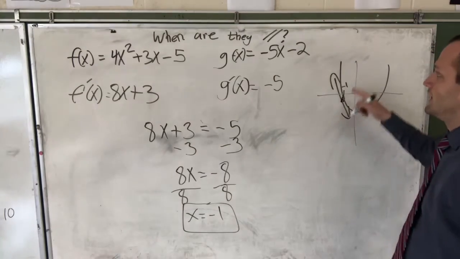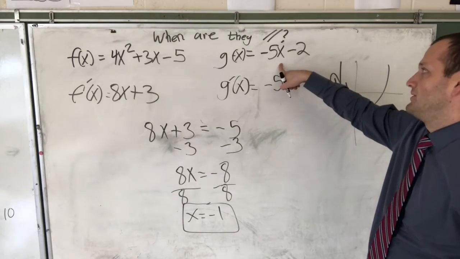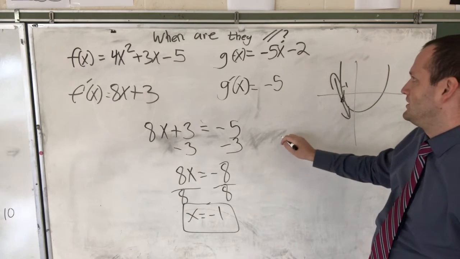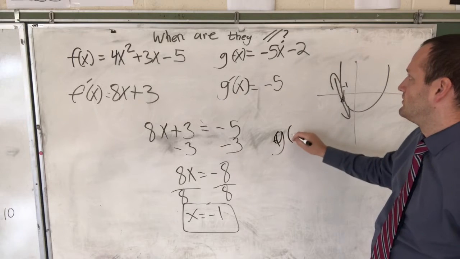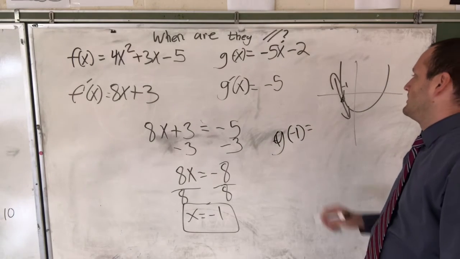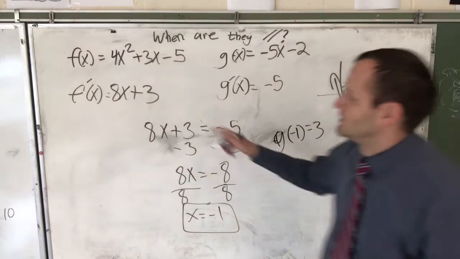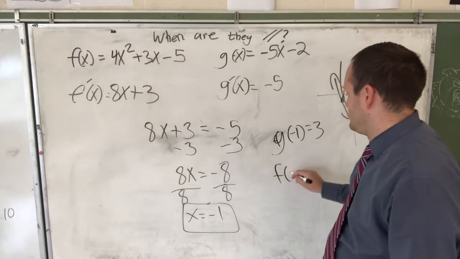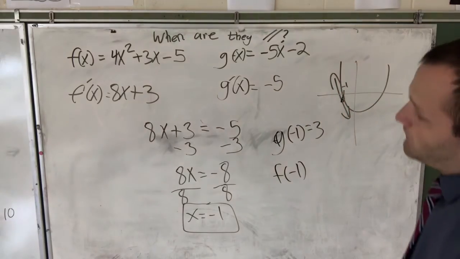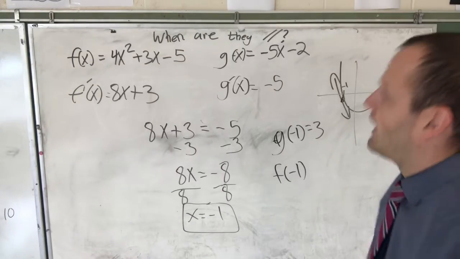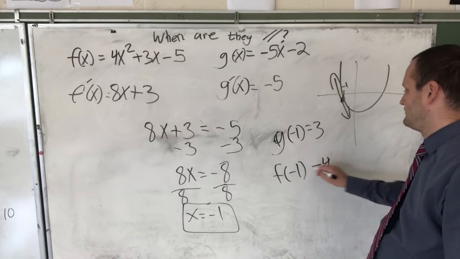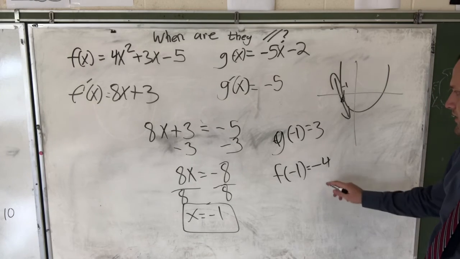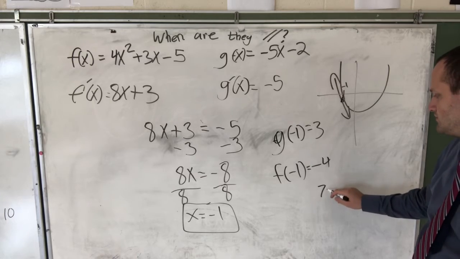Well, I take negative 1 and plug it in here to get a y value. 5 minus 2 is going to give me g of negative 1. 5 minus 2 is 3. Over here, if I plug in negative 1, that's 4 minus 3 minus 5. That's negative 4. How far apart are they at negative 1? They are 7 apart. Okay.